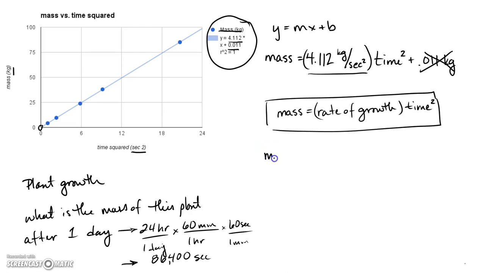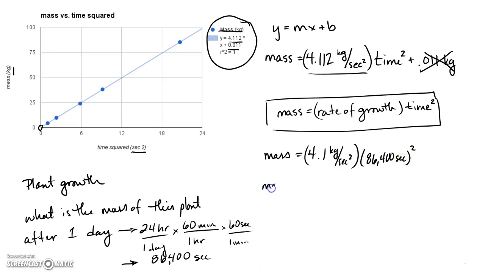So we're looking for mass. And the growth rate for our plant, I'm just going to simplify this to be 4.1 kilograms per second squared. And then I've got my time, which was 86,400 seconds. I'm going to square that. Remember, I'm not including my y-intercept because we deemed that it was illogical, so it should be removed. So now it's a matter of just doing the math.